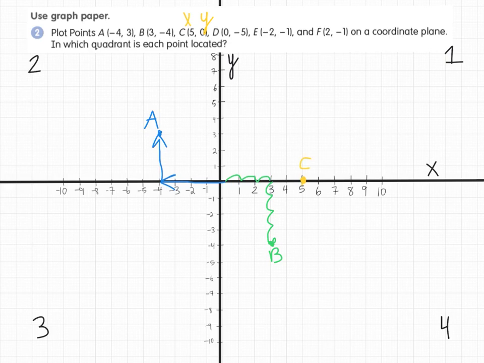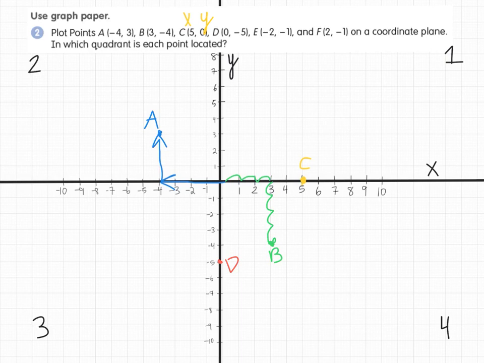Point D is going to be 0, -5. So my y value is going to be -5, and my x value is 0. So this is point D. It's right on the y-axis, so it's not in a quadrant, it's just on the y-axis.